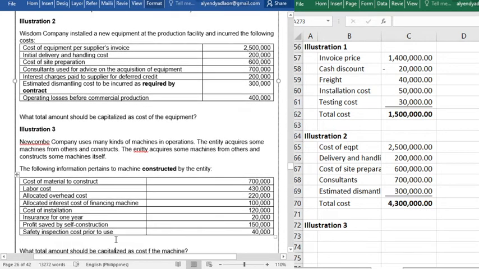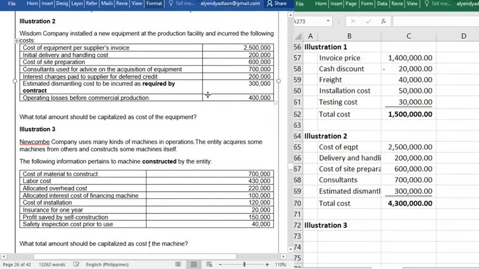Now, let's proceed to illustration 3. For illustration 3, the question is, what total amount should be capitalized as cost of the machine? Newcom Company uses many kinds of machines in operations. The entity acquires some machines from others and constructs some machines itself. The following information pertains to machine constructed by the entity. Okay, so this is the cost of the machine when constructed.